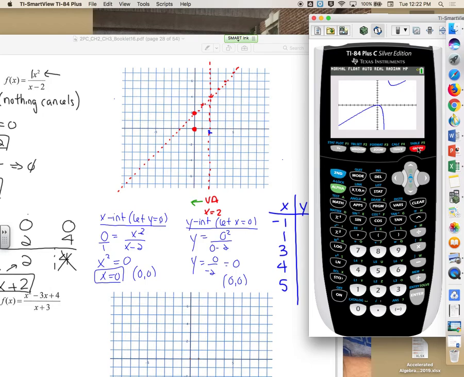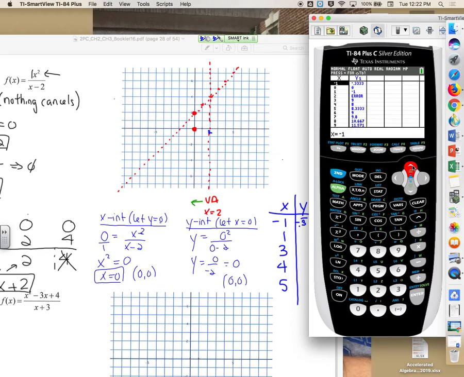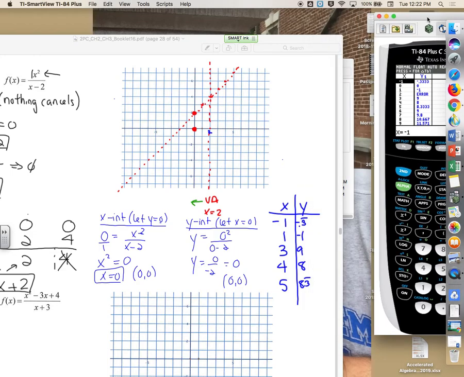So second and table. And then I can scroll here. When x is -1, y is -0.3 repeating, or -1/3. When x is 1, y is -1. When x is 3, y is 9. X is 4, y is 8. 5 is 8.3 repeating. So that gives me a few points, and I can plot those on my graph.